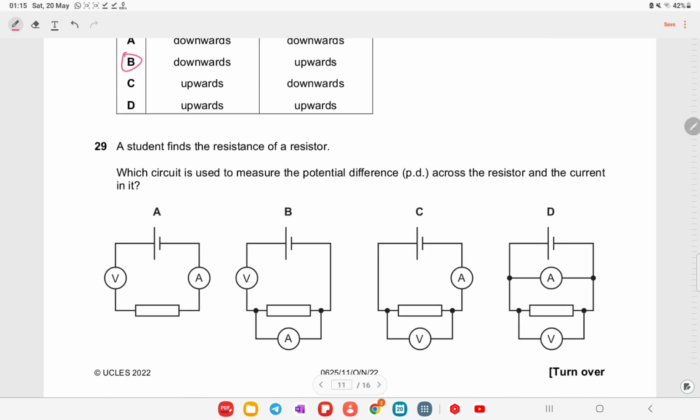A student finds the resistance of a resistor. Which circuit is used to measure the potential difference across the resistor and the current in it? So how are you going to find it out? You see, this is a series resistor. Voltmeters are not connected in series, and over here again it is not connected in series. Voltmeters are connected in parallel, and ammeters are connected in series. So this is not possible. So C is the right answer. Ammeters are always connected in series, and voltmeters are always connected in parallel. So this is what you have to remember.